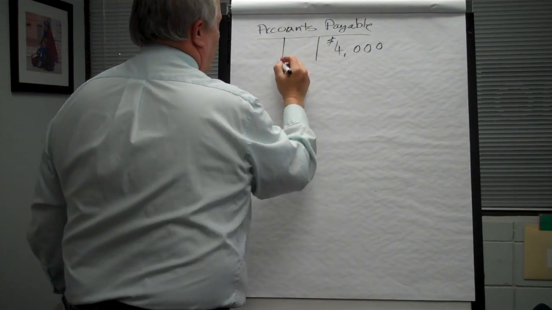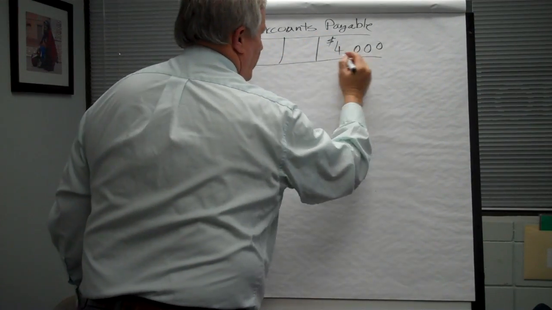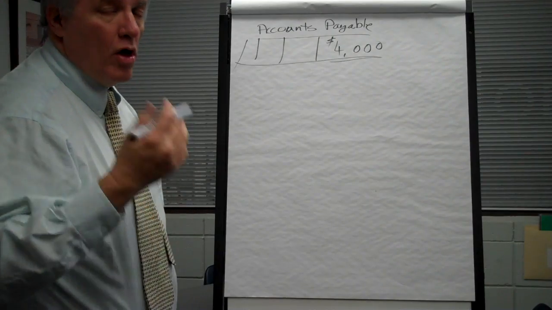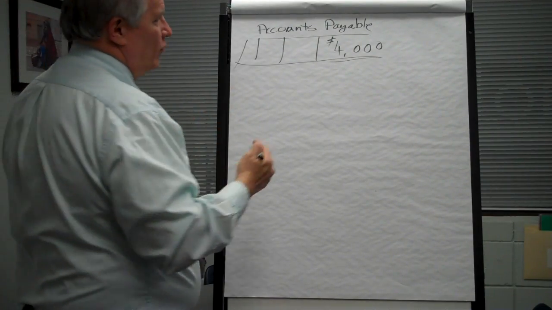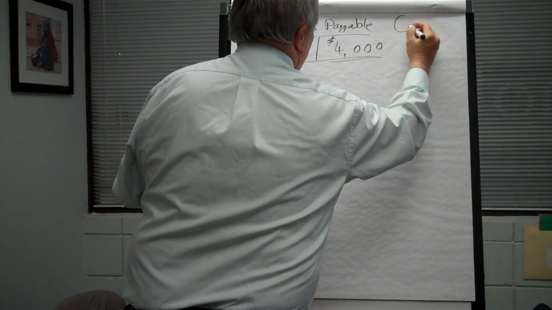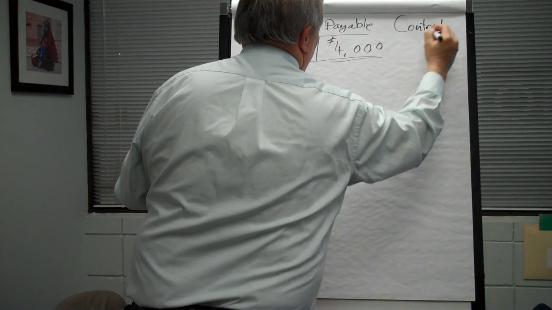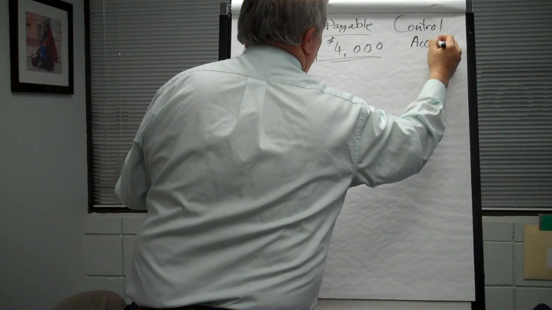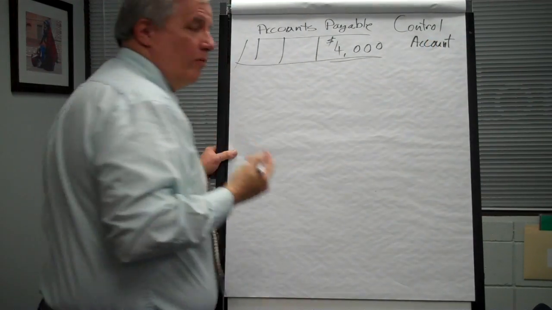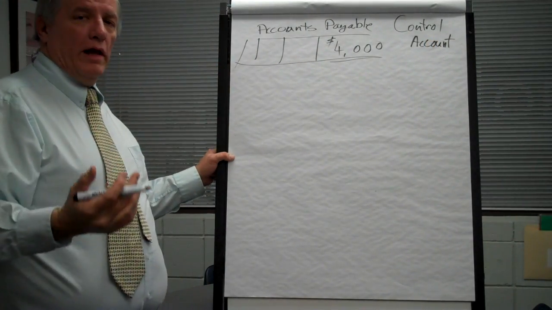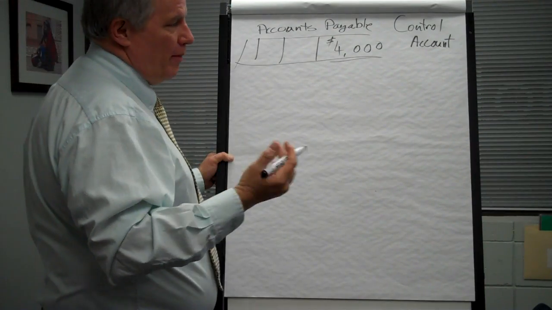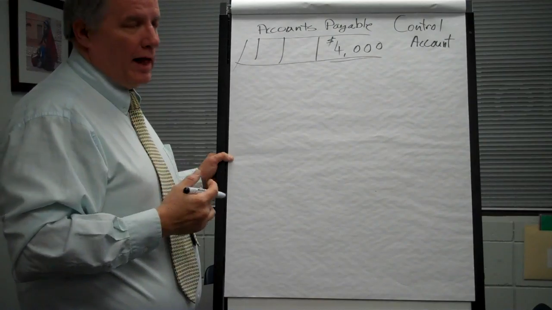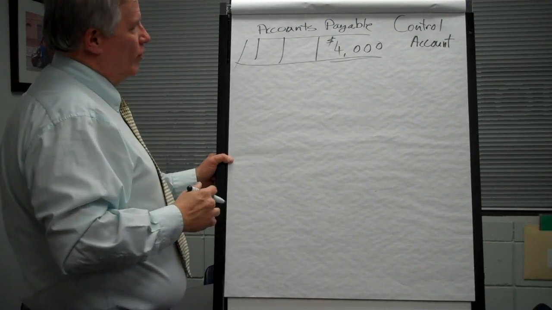Let's say I've got my ledger drawn up here with all the lines and everything. And this is my ending balance in accounts payable, $4,000. Accounts payable is what's called a control account. My term is control account; the book uses controlling account, but I've been saying it for a lot of years, so I'm going to say control account most of the time. I may remember to say controlling from time to time.